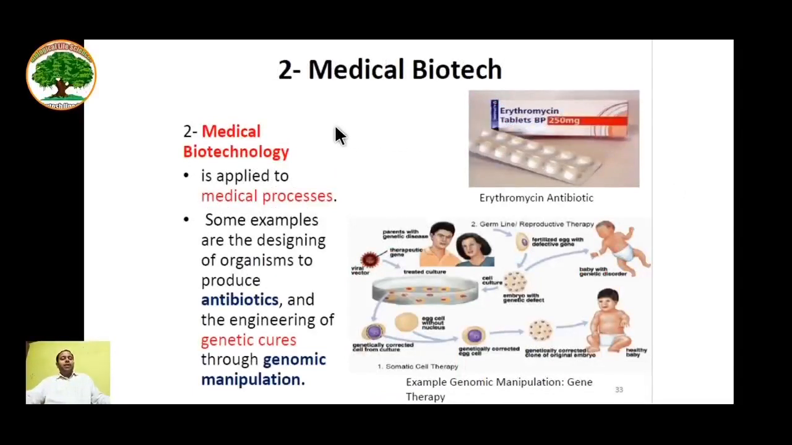Biotechnology has various applications in medical biotech also, and it is applicable to medical processes. Some examples are designing of organisms to produce antibiotics. The best example was the first organism discovered by Sir Alexander Fleming, that is Penicillium notatum, which produced the antibiotic penicillin, which helped lots of soldiers in the World War to be cured from bacterial infection. It is done through genomic manipulations, and lots of drugs are made using medical biotechnology, where the vaccines are developed using genetic engineering.